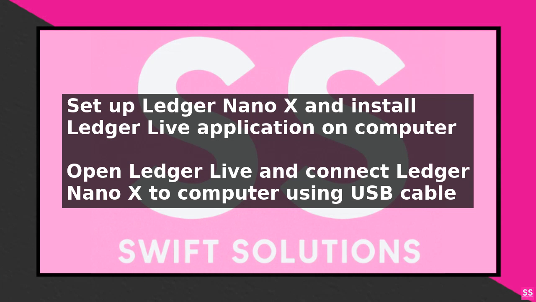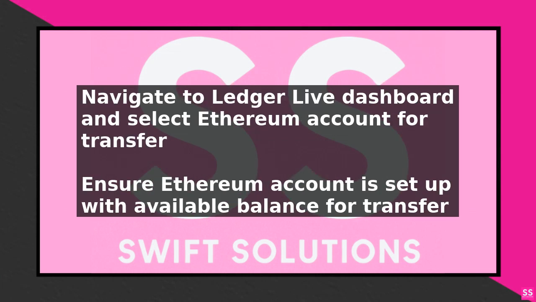Next, navigate to the Ledger Live dashboard and select the Ethereum account you want to use for the transfer. Make sure your Ethereum account is set up and you have a balance available for transfer. If you have not already, you will need to create an Ethereum account on your Ledger Nano X.